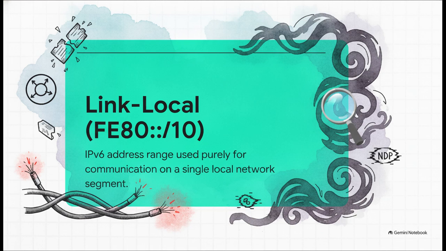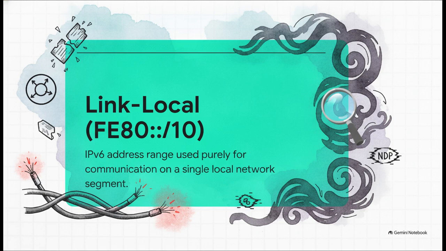Now, what's really interesting about this concept is that to understand the threat, we have to look at where these local attacks actually happen silently. For the IPv4 engineers listening, the link local space, specifically the FE80::/10 block, is mandatory in IPv6. It's the address range used purely for communication on a single local network segment.